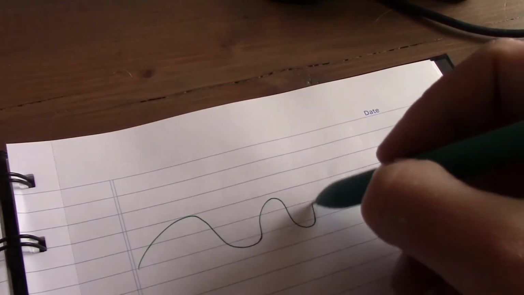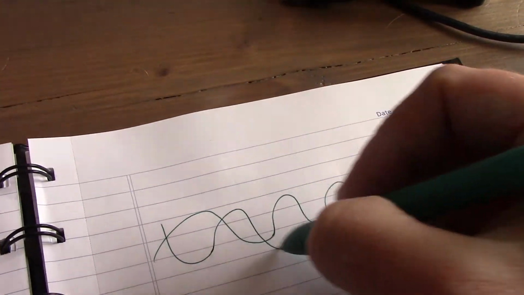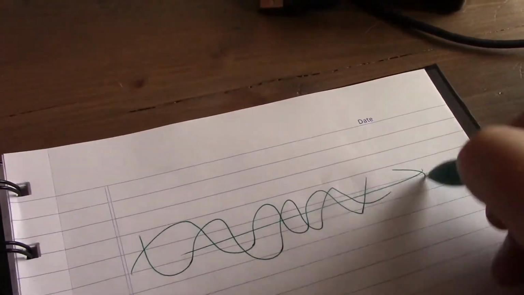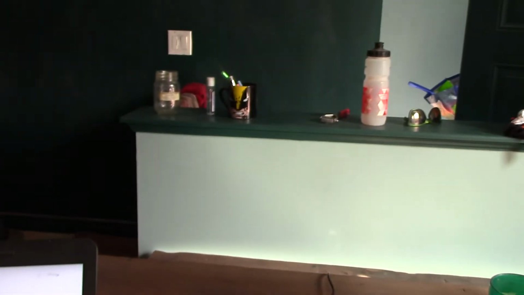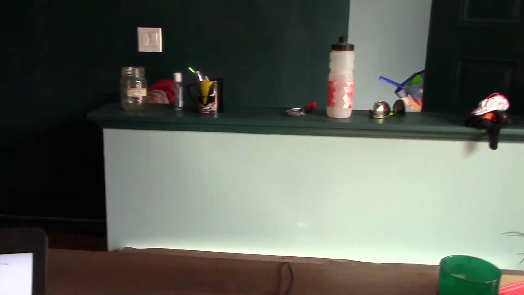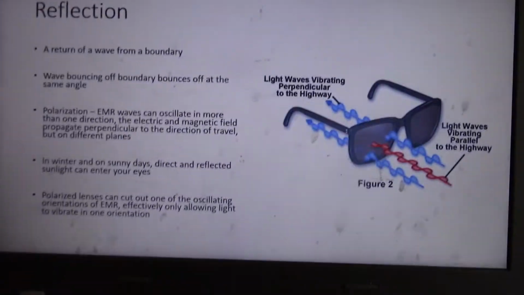Right, so we have two transverse waves, but the overall direction is this way. We'll have an electric and magnetic field. The electric and magnetic fields travel up and down, up and down, up and down, but the direction of travel is that way. Okay.